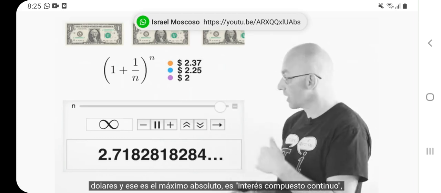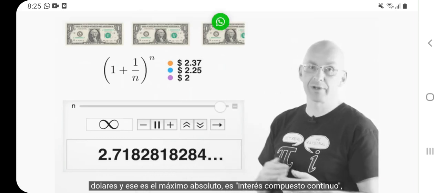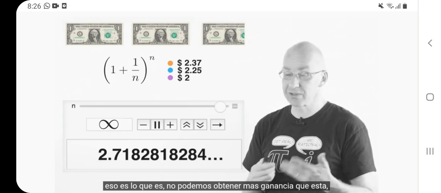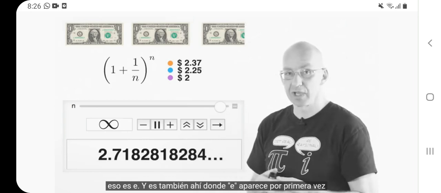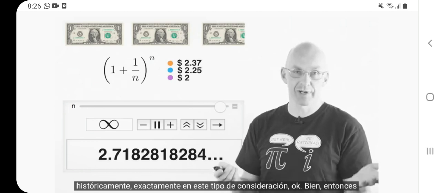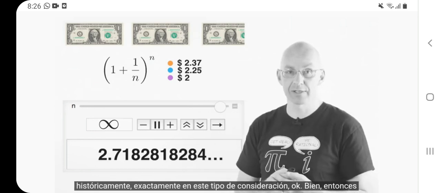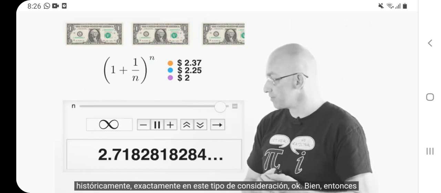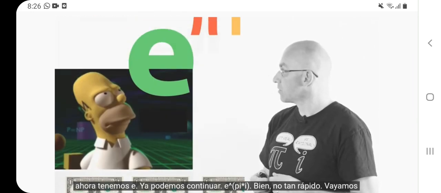And that's the absolute maximum. That's continuously compounding interest. That's what it is. So you can't do any better than this. That's E. And that's also where E kind of comes up for the first time historically. Exactly this sort of consideration, okay? Cool. So now we've got E. We're ready to move on.